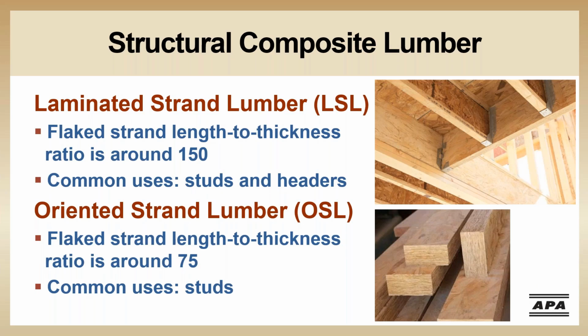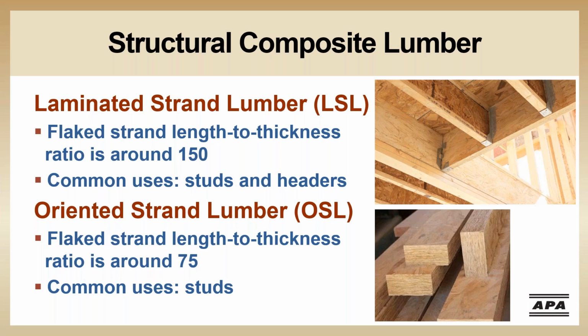So here are two slightly less common members of the structural composite lumber family. Laminated strand lumber uses strands with a ratio of around 150 times their thickness. These products are commonly going to be used for rim boards, wall studs, and headers. Oriented strand lumber is very similar but uses shorter strands, and these strands are about 75 times their thickness. The common application of oriented strand lumber is for a wall stud replacement and stair stringers.